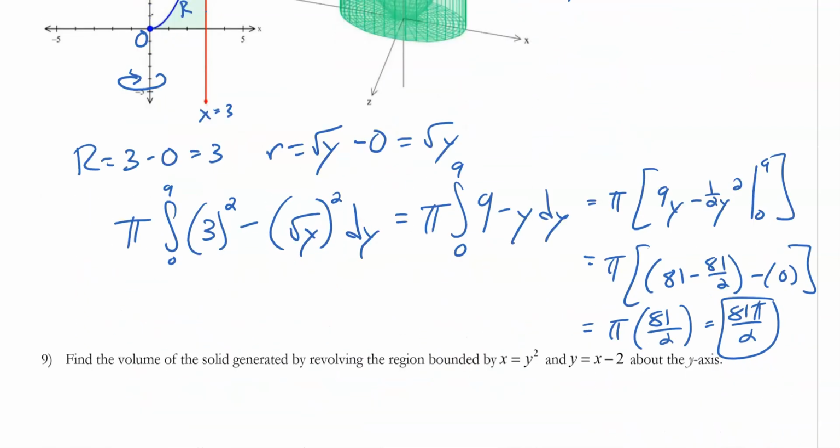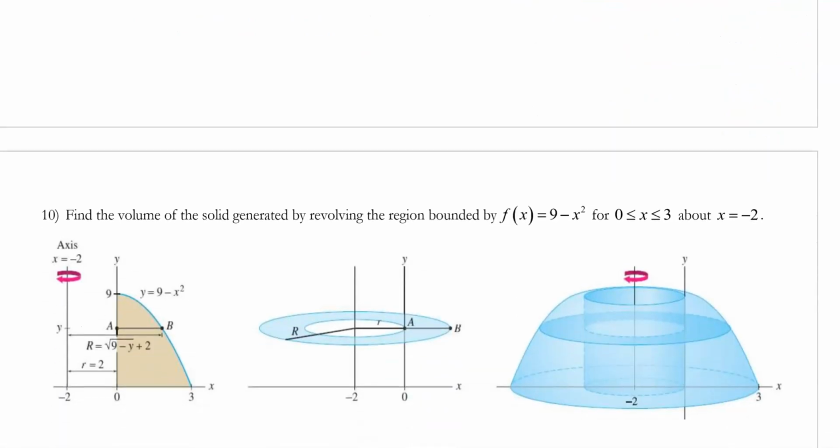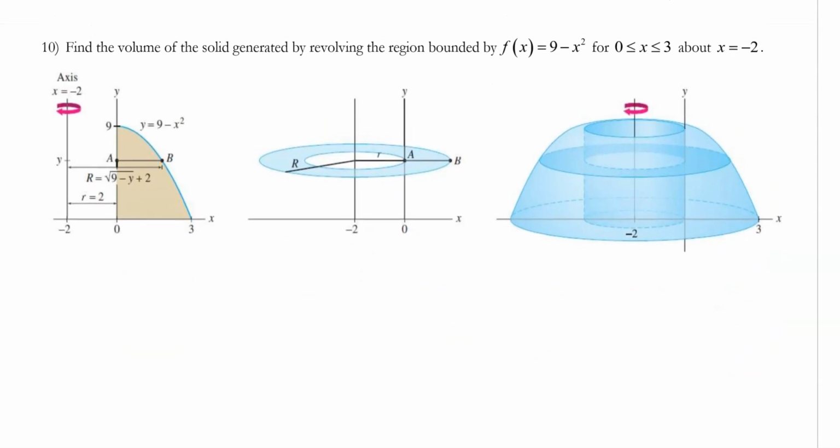Okay. I'm going to skip number 9, just to save a little bit of time. We can always talk about that in class if need be. Let's look at number 10. Okay, this will be our last example. So in this case, we are going to rotate about this line, x equals -2. So this is going to be with respect to y, because this is a vertical axis.